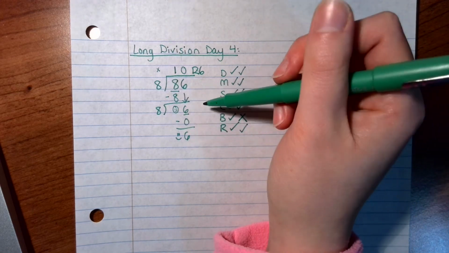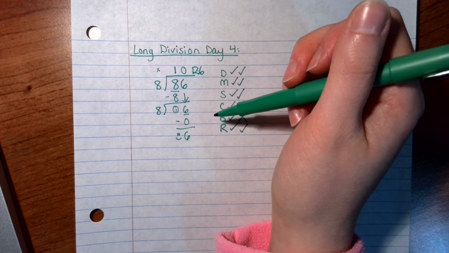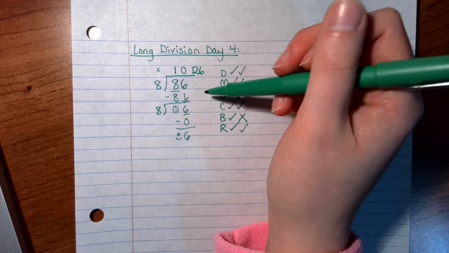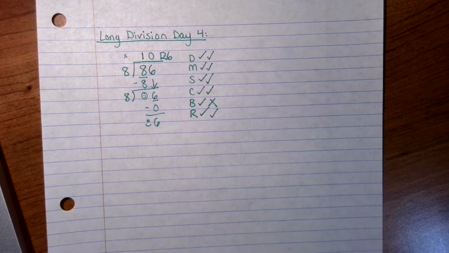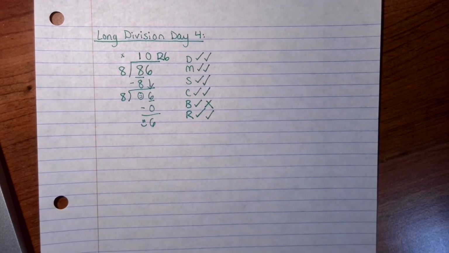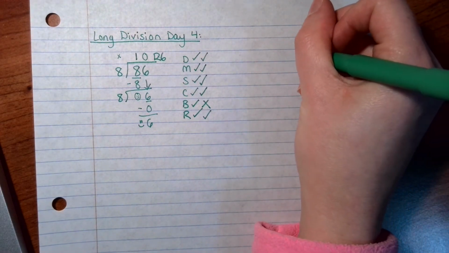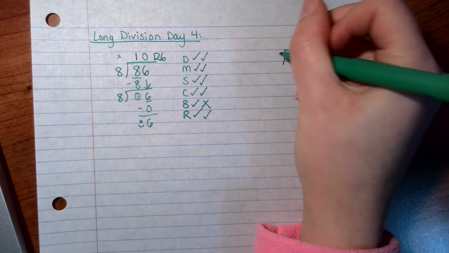So remember that 0 can be a part of your answer. It's not super common, but it will become more common as we get into bigger dividends, which we will soon. We're almost to that point, but right now we're just kind of in the process of drilling and making sure we understand this process. Let's try 57 divided by 6.